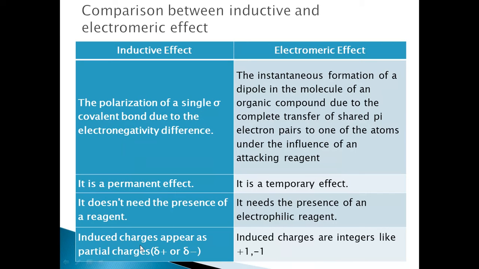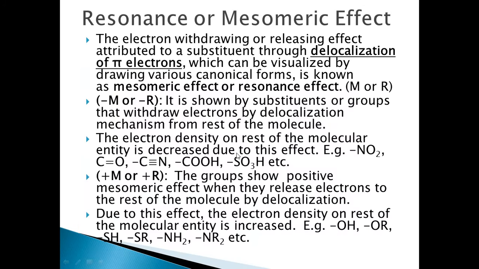In an inductive effect, we have partial charges, partial positive or partial negative, whereas in electromagnetic fields, we have induced charges, +1 or -1, total charges, not partial. So these are the differences between inductive effect and electromagnetic effect.